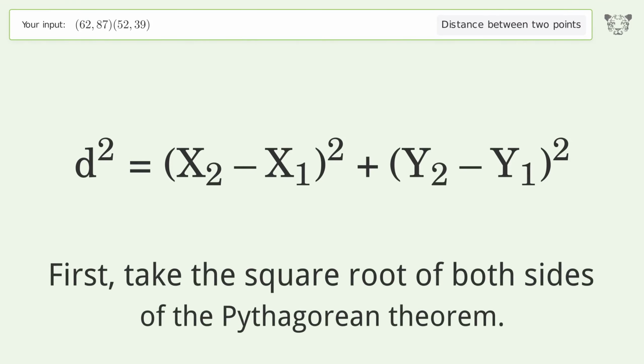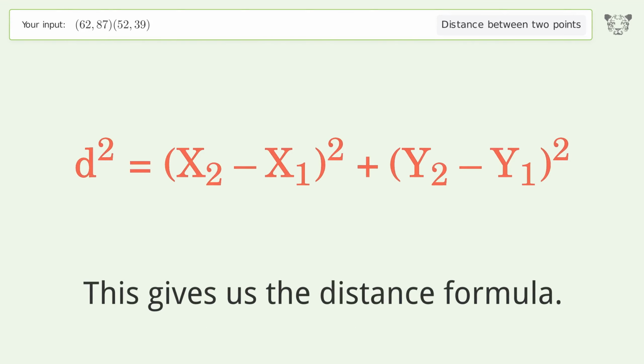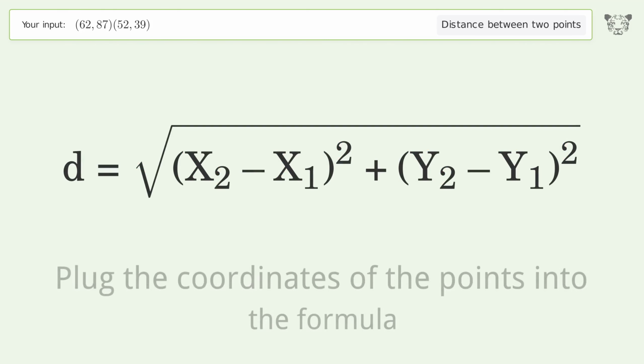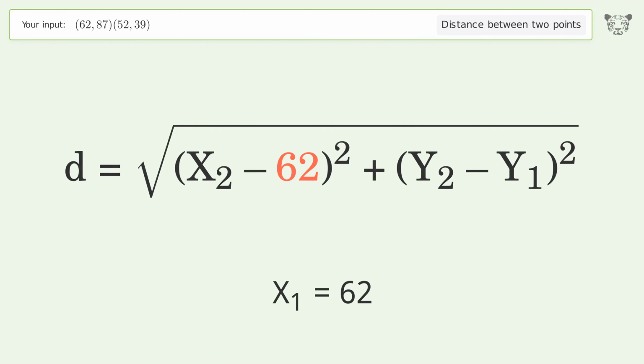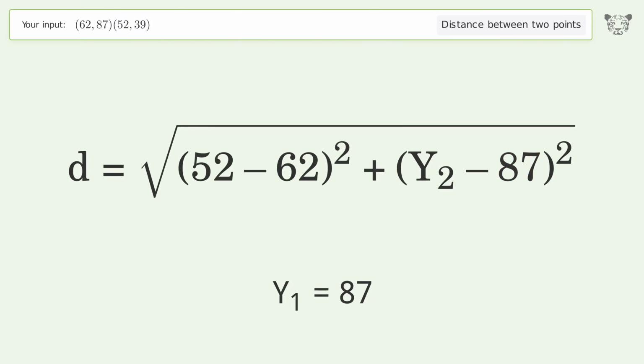First, take the square root of both sides of the Pythagorean theorem. This gives us the distance formula. Plug the coordinates of the points into the formula. x1 equals 62. x2 equals 52. y1 equals 87. y2 equals 39.